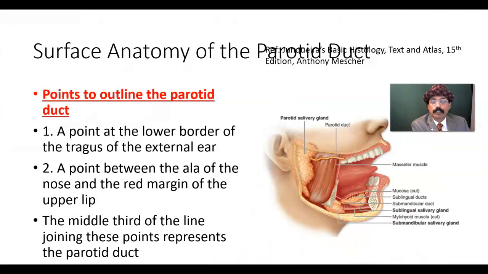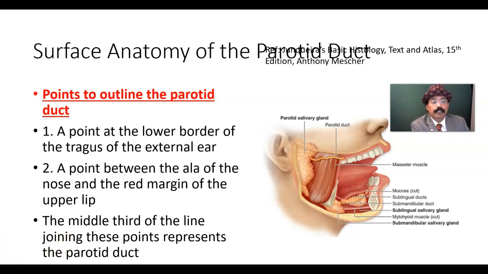Where does the parotid duct open? It opens inside the vestibule of the mouth against the crown of the upper second molar tooth. What is the vestibule of the mouth? The vestibule of the mouth is the space between the teeth behind, and the lip and the cheek in front. The space between the lip and cheek on one side and the teeth on the other side is the vestibule of the mouth.